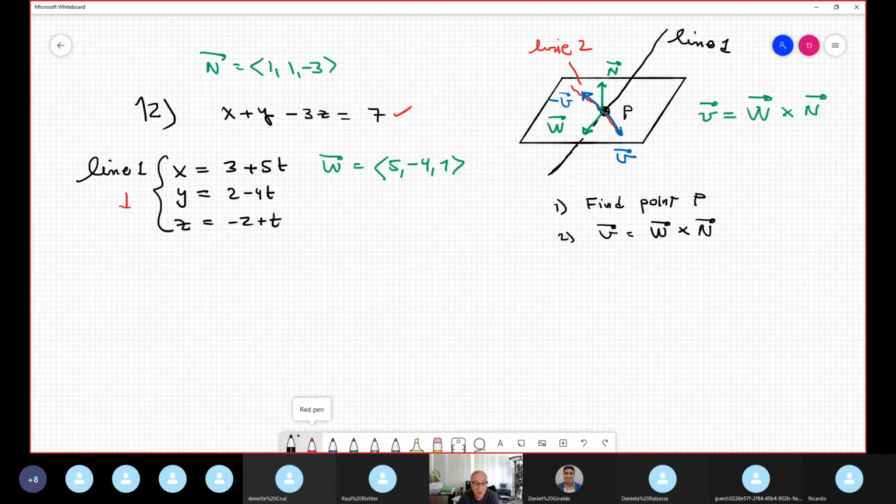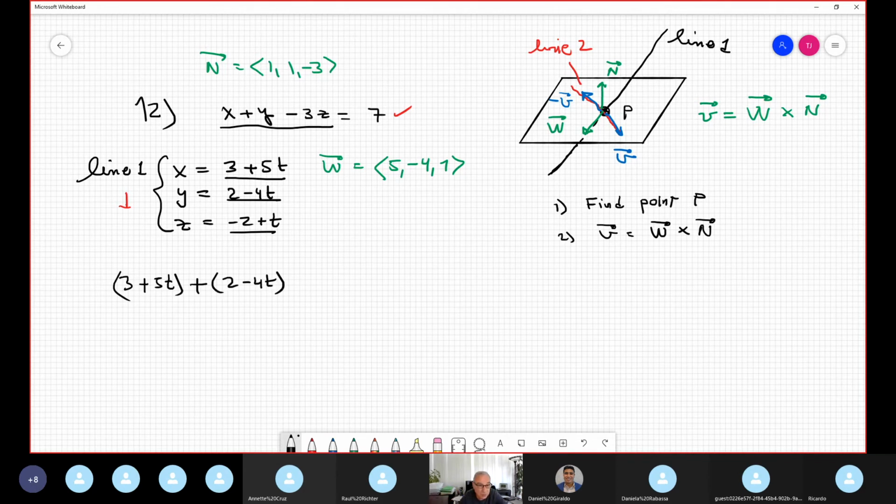So my goal is, first of all, to find the famous point P. To find point P, the only thing you should do is substitute this equation into the plane. So no x anymore: it's 3 plus 5t, plus, no y anymore, 2 minus 4t, minus 3 times minus 2 plus t, should be 7. And solve for t. We have a possibility.